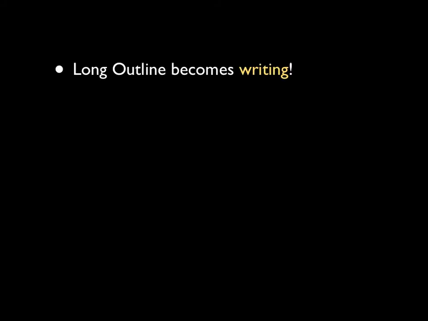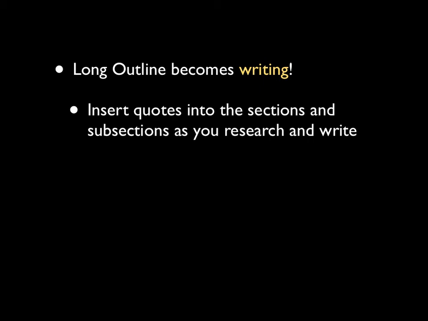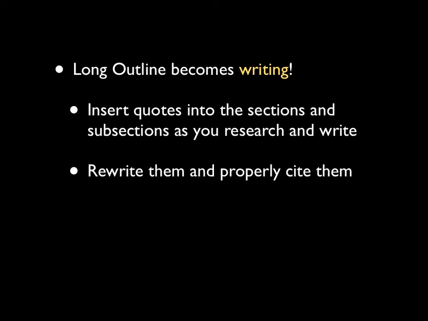So that's our long outline. The really great thing about the long outline is that it becomes writing without too much work. So what you do is you look at your sections, and as you're reading and researching and writing and making notes, you put quotes into the appropriate sections and into the appropriate subsections. The best way to do that is to rewrite them and to properly cite them. You don't want to have too many direct quotes in a dissertation, but you include those in your long outline. And as you will see, your long outline will sort of word by word grow to be a dissertation.